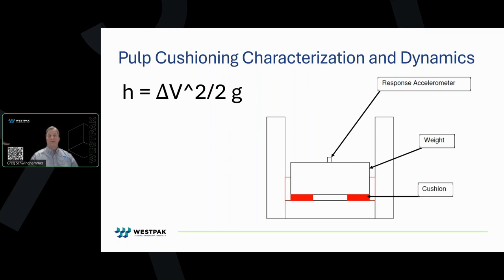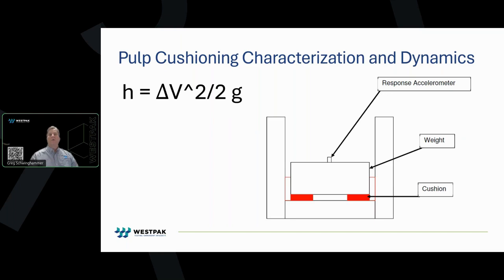This procedure requires the use of a block. So you can see the block here that you can add weight to. And then you have an accelerometer on the top of the block. And then underneath are your foam cushions. So you have a certain weight per linear inch of material. So you would measure the linear inches of the cushioning material or the molded fiber underneath.